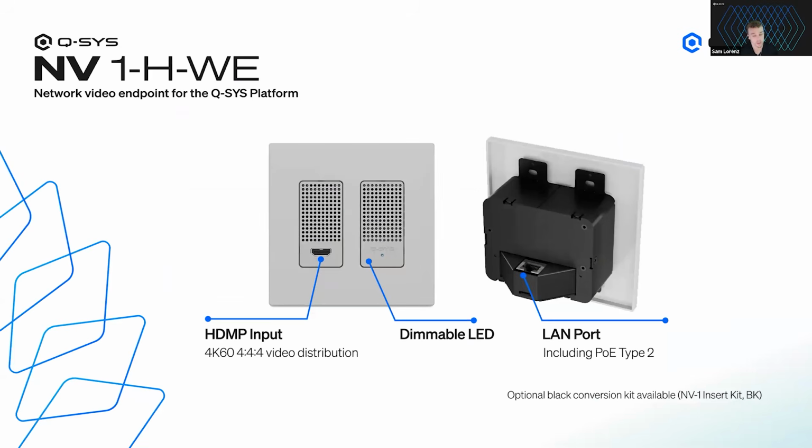The last product in our NV series is the NV1HWE. So NV again, networked video. One is just one input, H as in HDMI, and then WE as in wall plate encoder. So this is a two gang wall plate encoder, input only. This cannot be a decoder. But again, you still have the 4K 60 capabilities as any of our other NV series endpoints.